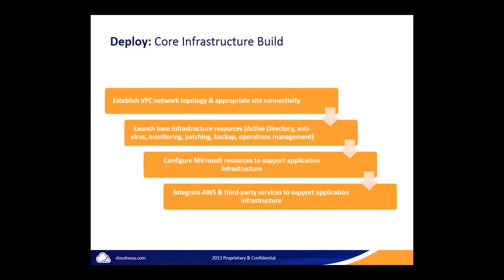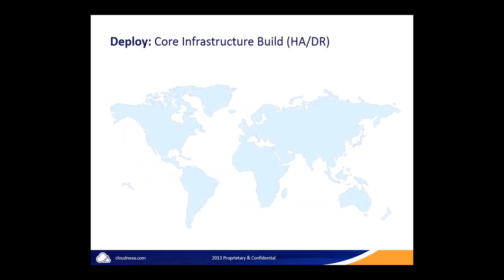We configure the Microsoft resources that will support the migrated application infrastructure. This will include server instances, Windows operating system roles and features, additional IIS modules, and database resources. And lastly, we deploy and integrate AWS and third-party services to support or augment the migrated application infrastructure.